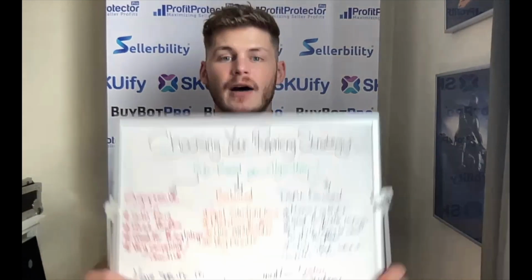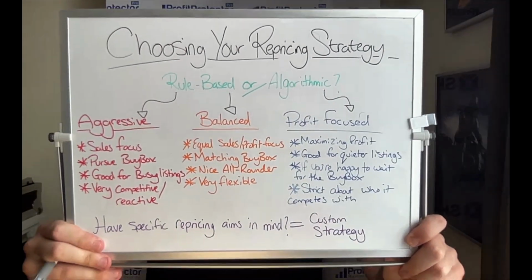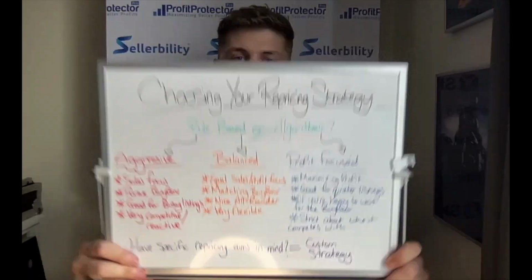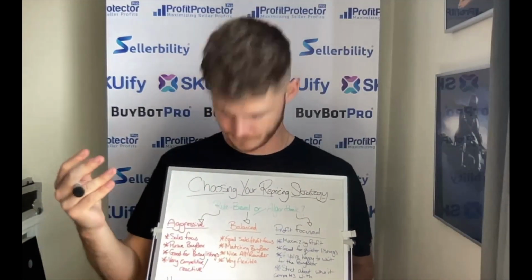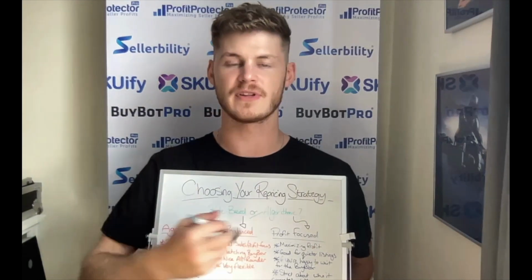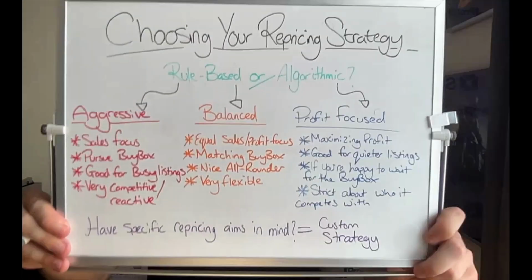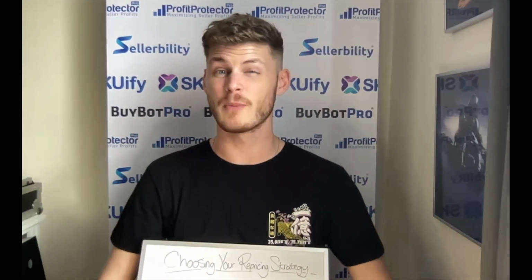So firstly, we need to decide if it's going to be rule-based or algorithmic. That is step number one, rule-based or algorithmic. So how do we make that decision? Firstly, we need to understand the difference between rule-based and algorithmic.